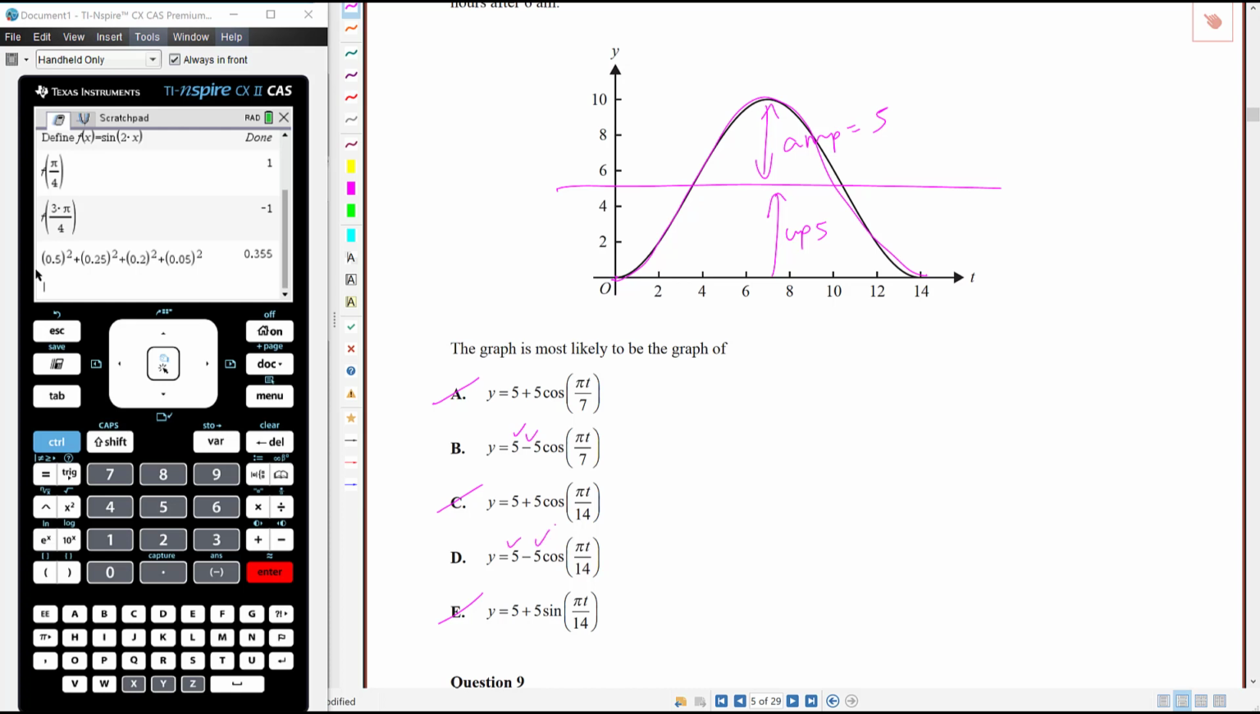And it's negative because of the reflection. So it's really just about the period. So we can see here that the period is 14. We know that period in a cos curve is 2 pi on n. That has to be equal to 14, which means 2 pi is equal to 14n, or n is equal to 2 pi divided by 14, which is pi on 7. And so our answer has to be B.